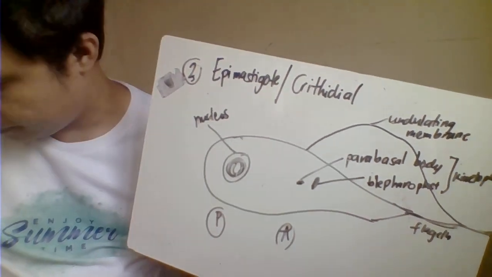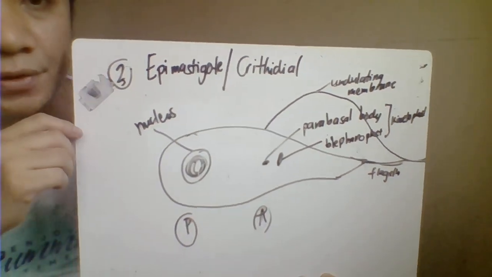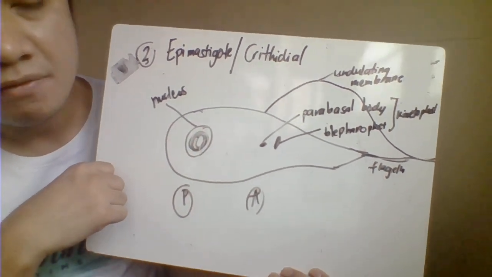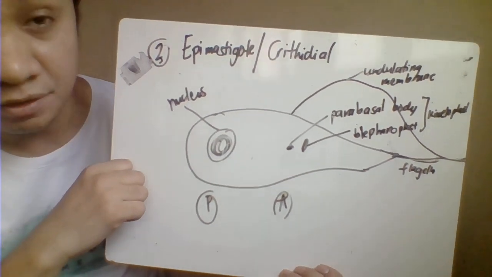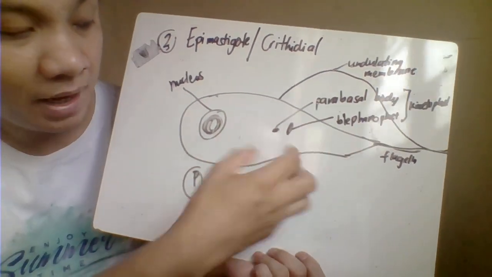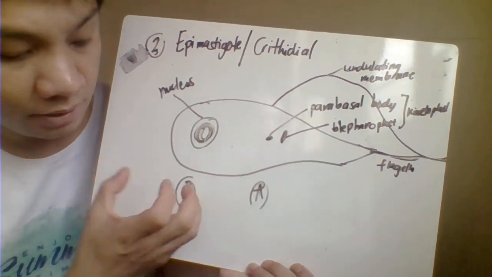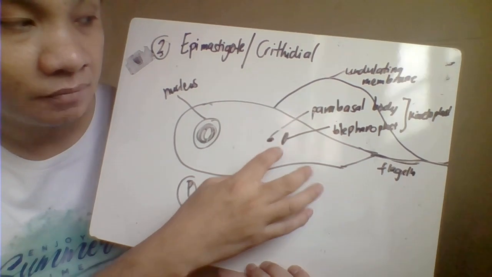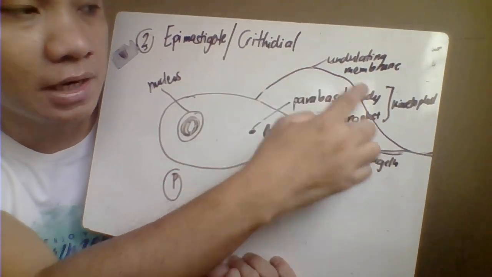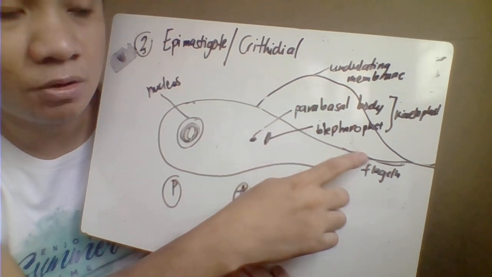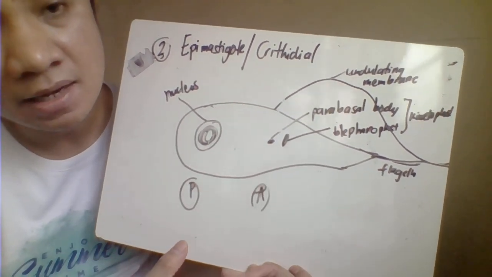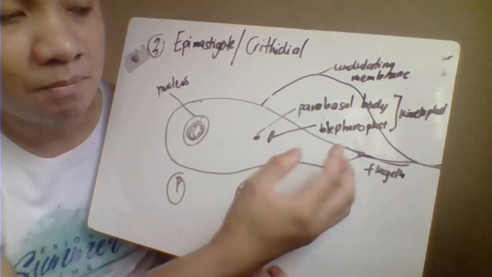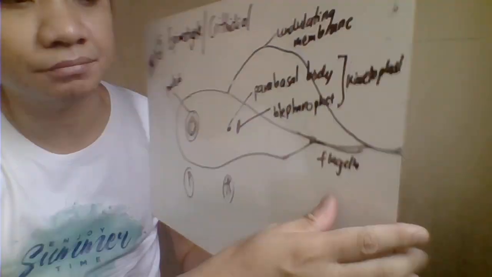Okay, the third stage is the epimastigote, also called the crithidial. This has the same structure found in the promastigote or leptomonad stage. The nucleus is still in the posterior side and the kinetoplast is still in the anterior side. But what you have here is the addition of the undulating membrane, which extends toward the flagella. Earlier, the promastigote had no undulating membrane, but here in the epimastigote there is a flagella plus an undulating membrane.